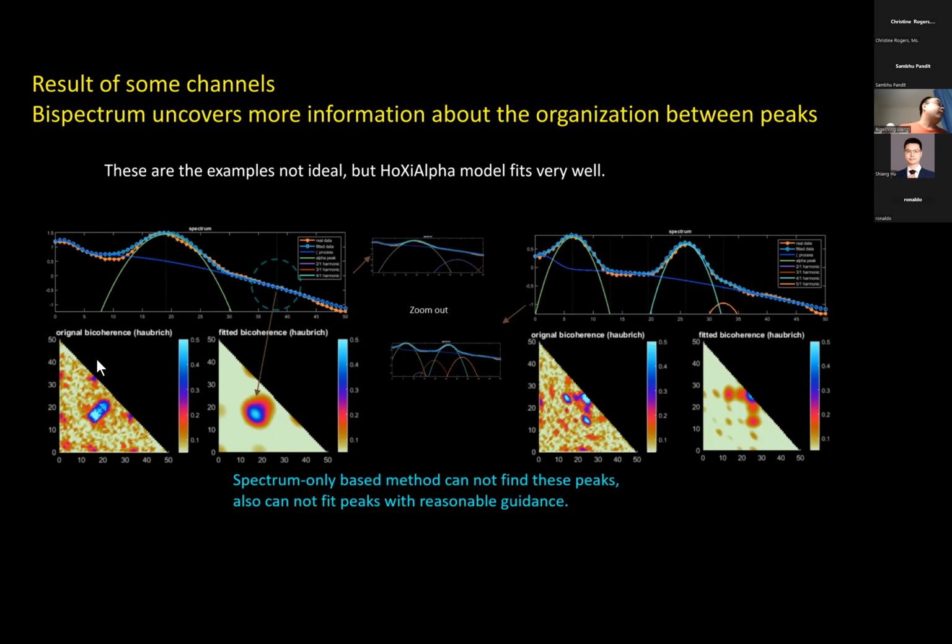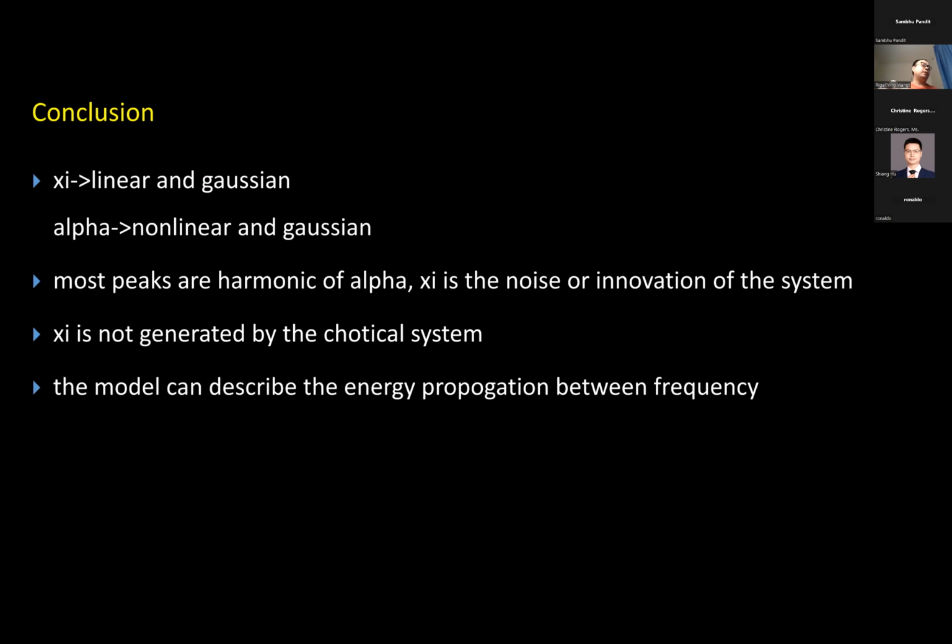So here I will present the conclusion. The chi process is linear and Gaussian. The alpha process is nonlinear Gaussian. Most peaks are the harmonics of the alpha. The chi process is the noise or innovation of the system. The chi process is not generated by a chaotic system because we don't see the value in the bicoherence in the empirical data, and the model can describe the energy propagation between the frequencies. Okay, that's all. Thank you.